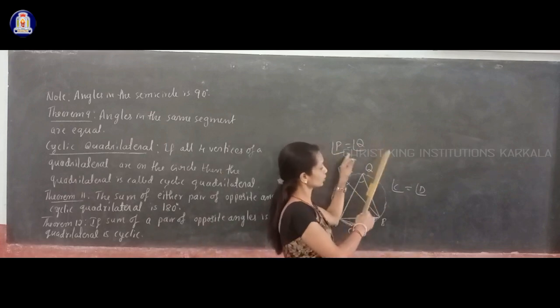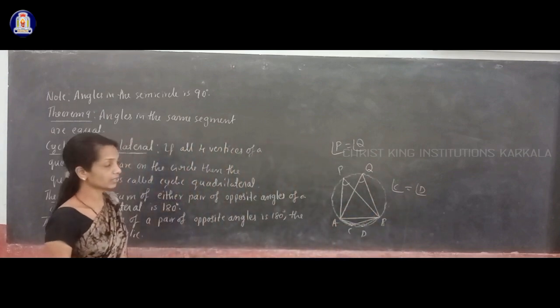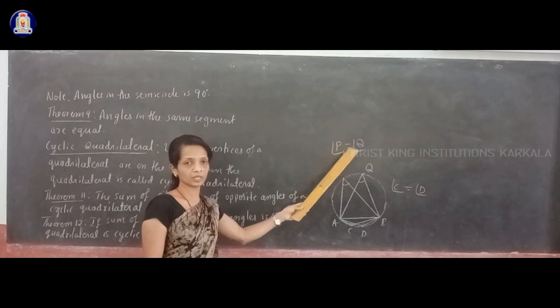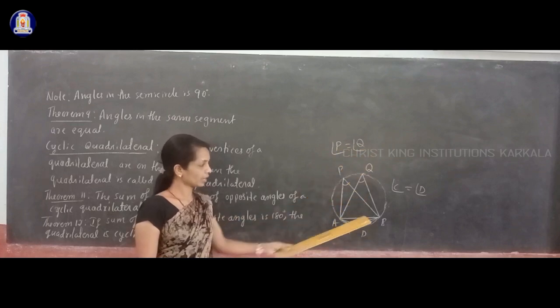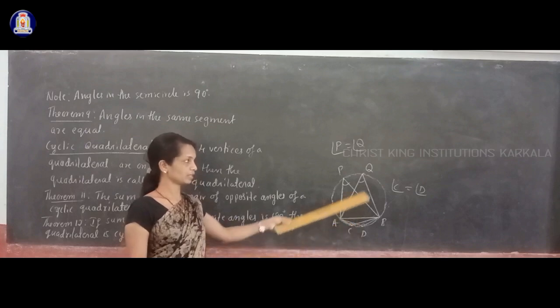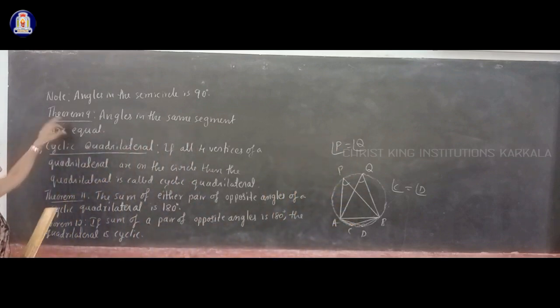So angle P is equal to angle Q, angle C is equal to angle D. What are they? They are the angles in the same segment. P and Q are the angles in the major segment, C and D are the angles in the minor segment, and they are equal. Okay, so that is about theorem number 9.